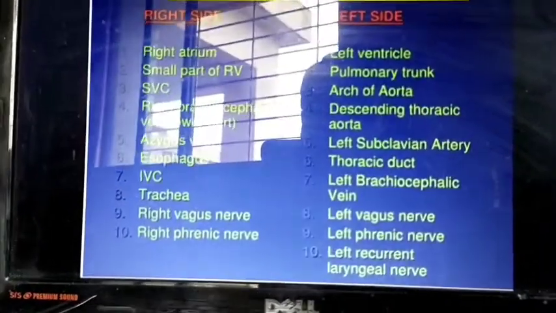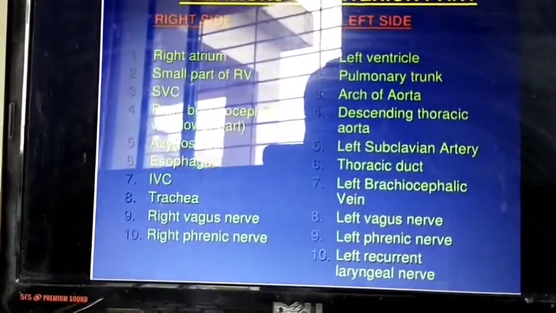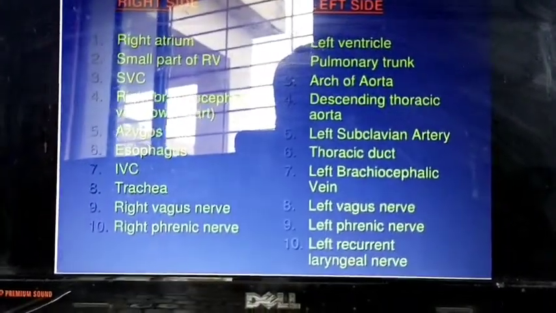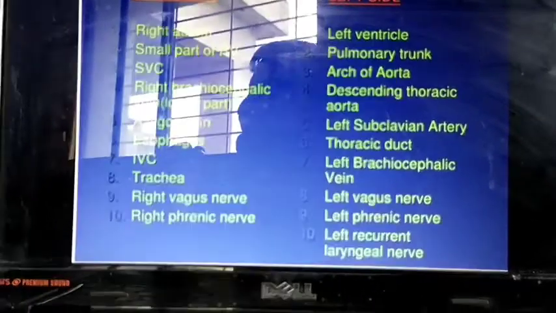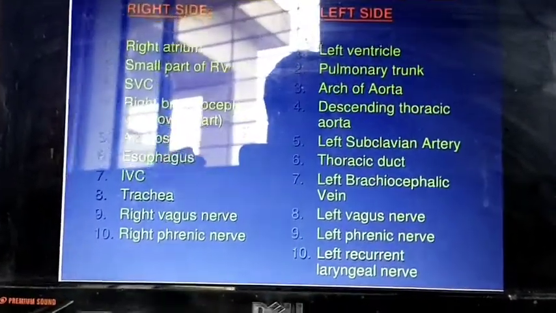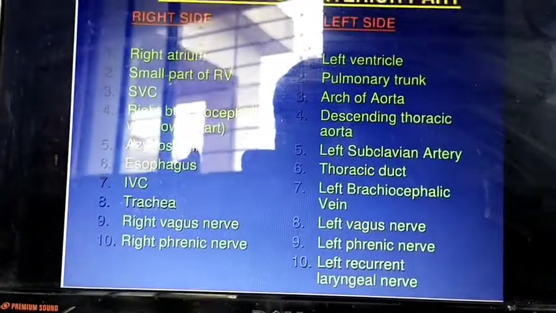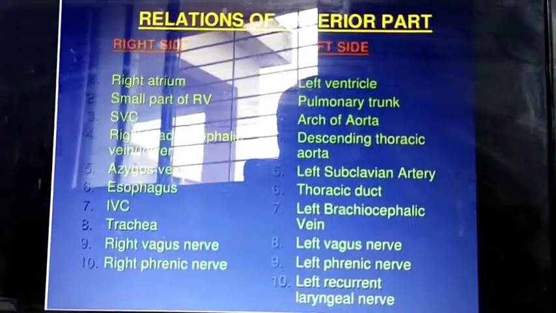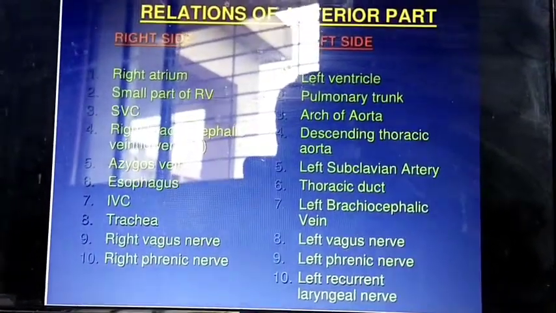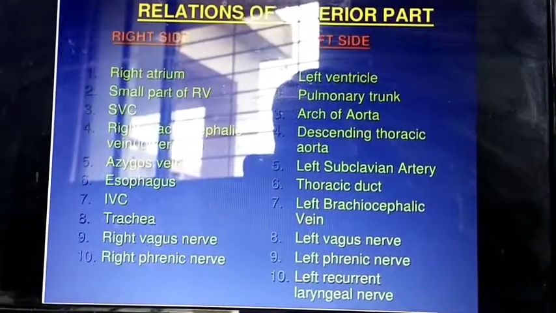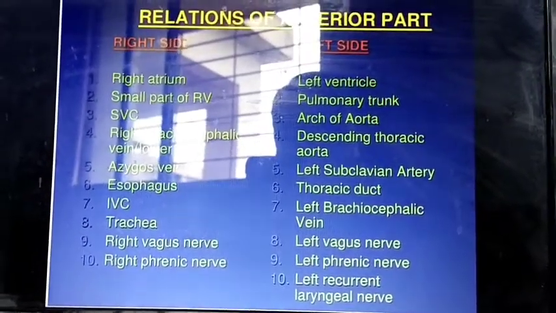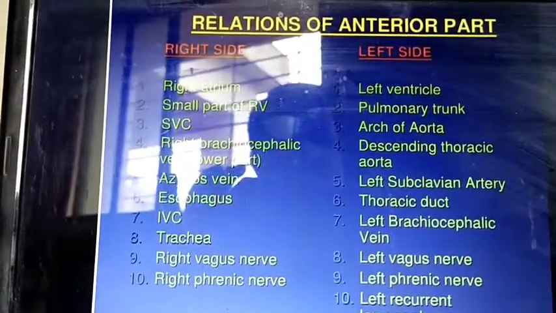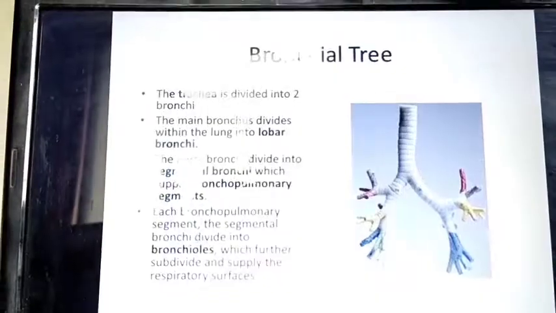What are those? Right atrium, small part of the right ventricle, superior vena cava, right brachiocephalic vein, azygos vein, esophagus, inferior vena cava, trachea, right vagus nerve, right phrenic nerve. On the left side: left ventricle, pulmonary trunk, arch of aorta, descending thoracic aorta, left subclavian artery, thoracic duct, left brachiocephalic vein, left vagus nerve, left phrenic nerve, and left recurrent laryngeal nerve.